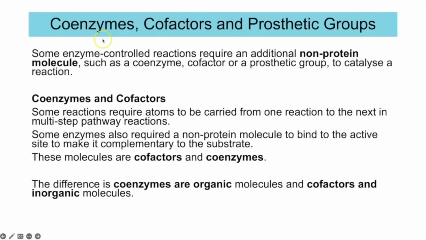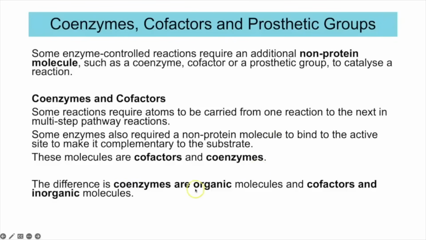So that brings us on to the idea of coenzymes, cofactors, and prosthetic groups. Some enzyme-controlled reactions require an additional non-protein molecule, such as a coenzyme, cofactor, or a prosthetic group, to catalyse the reaction. So if we have a look at coenzymes and cofactors first, some reactions require atoms to be carried from one reaction to the next in a multi-step pathway of reactions, and that is actually the case in both respiration and photosynthesis. Some enzymes also require a non-protein molecule to bind to the active site to make it complementary to the substrate. And that is what a cofactor and a coenzyme is.